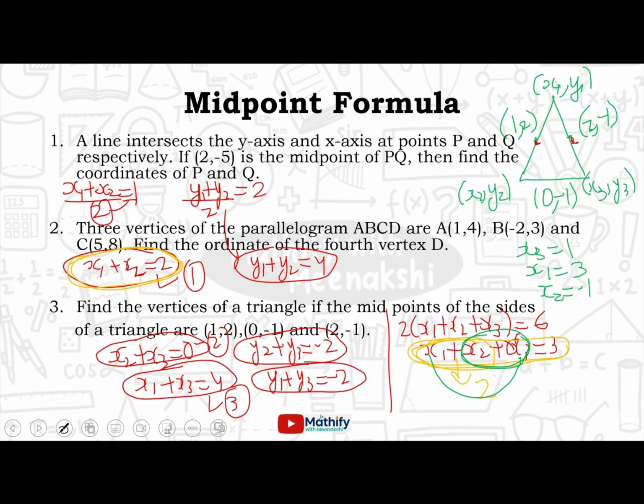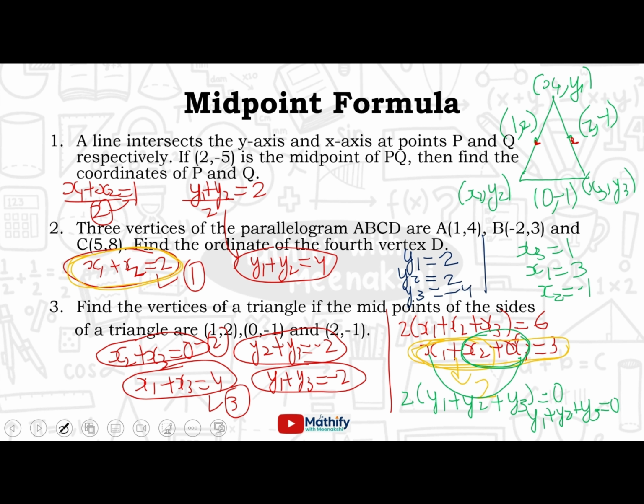Like, twice of y1 plus y2 plus y3 is 0. That means your y1 plus y2 plus y3 is 0. Now I'm writing the final answer directly. Your y1, y2 and y3. So from here you will get your y1 as 2. Similarly, your y2 as 2 and y3 as -4.